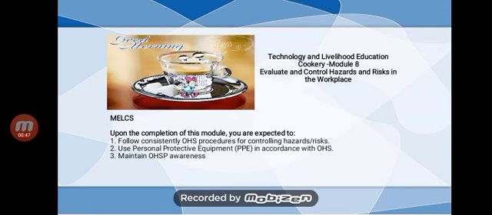Upon the completion of these modules, you are expected to: 1. Follow consistently OHS procedures for controlling hazard risk. 2. Use personal protective equipment or PPE in accordance with OHS principles. 3. Maintain OHS awareness.